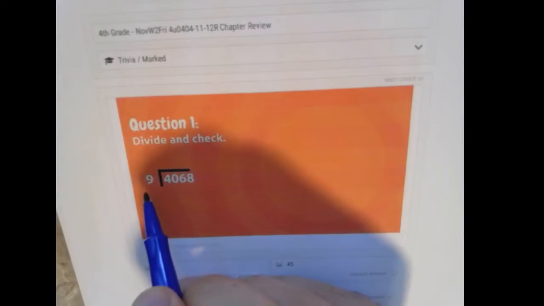Okay, so does 9 fit into 4? It does not. Does 9 fit into 40? Well, 9 times 4 would be 36. 40 take away 36 is 4. Does not quite fit. So let's get some help from this 6 here.